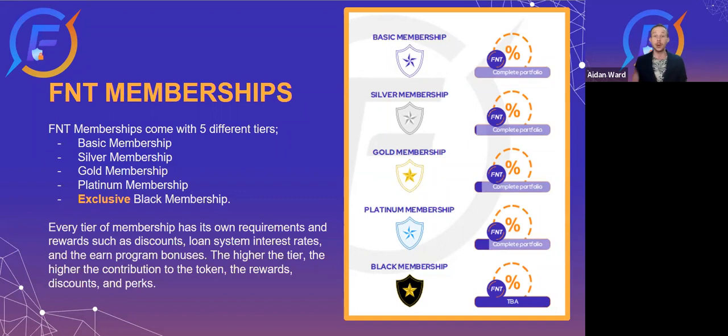Basically, the rule of thumb with all of these memberships is that the higher the tier, the higher the contribution, the higher the discounts, the higher the rewards, the higher the perks. Make sense?